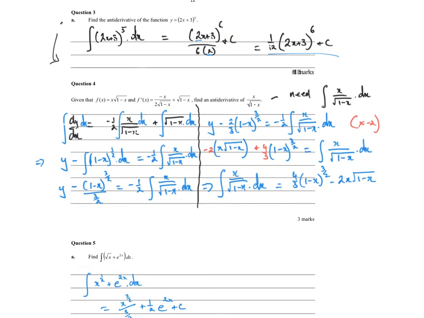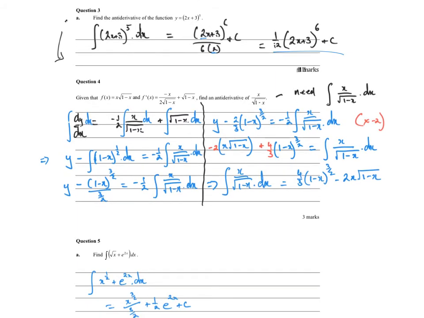Question 4, another one of those by inspections. Integration by recognition, I guess. Now we're told f of x is equal to, so we've been given f of x already. There's my f of x. Here's my derivative expression there.